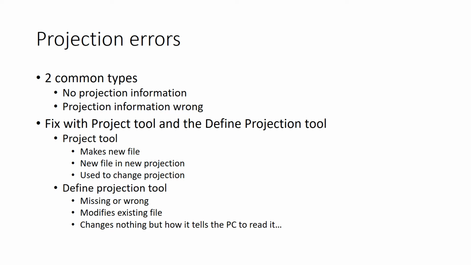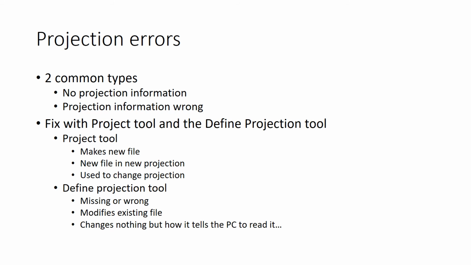Now there's a very similar tool called the project tool. The project tool is for changing data from one projection to another. This requires the data to not only be projected, but to have all of its projection information there so that you know exactly what it is and the software can read it. Then you can change it. The project tool always makes a new file, and the new file is always in the new projection. You use this tool to change projections.